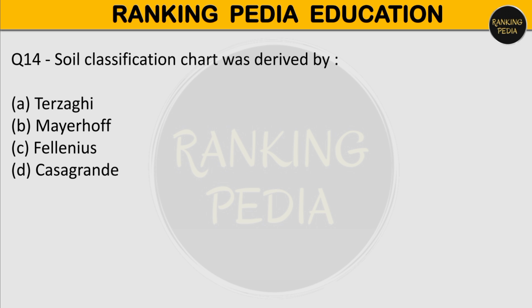Next question is, soil classification chart was derived by, your options are Terzaghi, Meyerhoff, Fellenius, or Casagrande. So the soil classification chart was derived by Casagrande. That is option number D is correct.